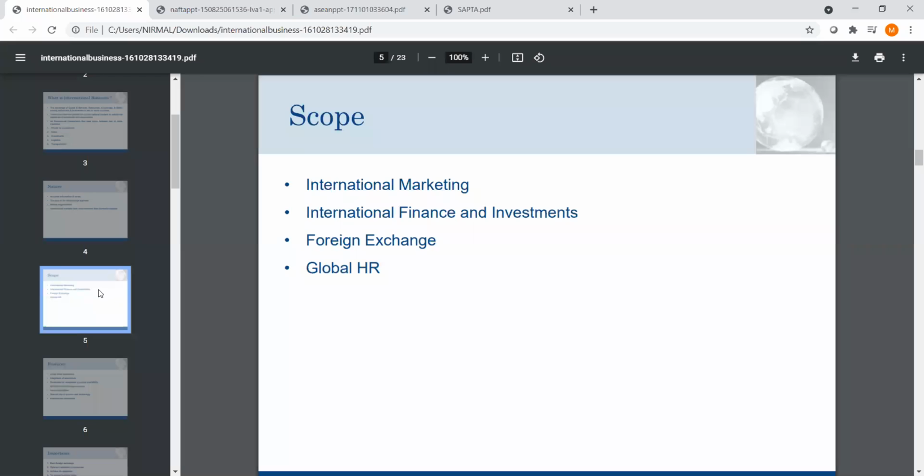Scope: international marketing, international finance and investments, global HR. See this, international marketing we also talked about in the concepts. International finance and investments will also be a separate topic: international financial management, how to handle it, because currency plays an important role, forex, foreign exchange rates, and the Sensex also. Foreign exchange and global HR. Nowadays the term global HR also plays an important role in international business, because recruitment and company dealings, everything happens through global HR. So these are the various scopes in international business.